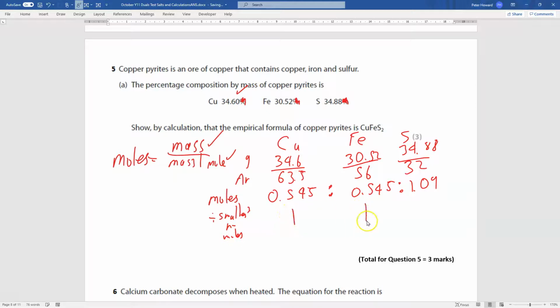So it gives me 1 to 1 to 2. So this is showing that for every copper, there is 1 iron and 2 sulfurs, which is what they asked us.